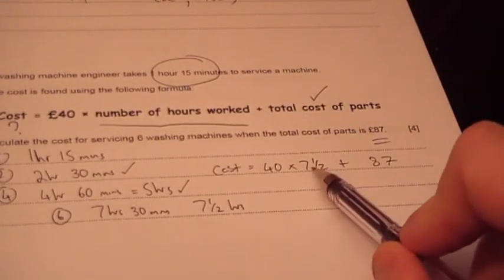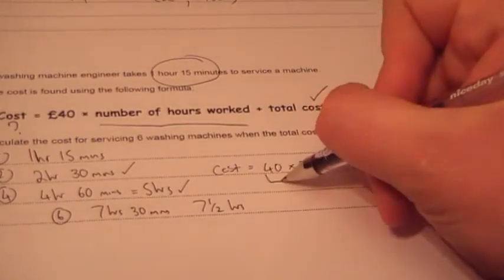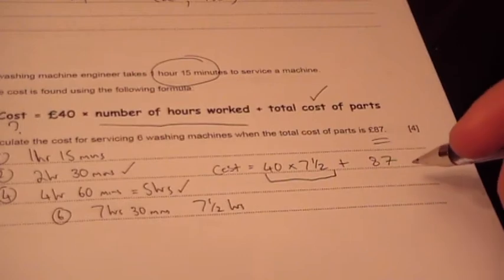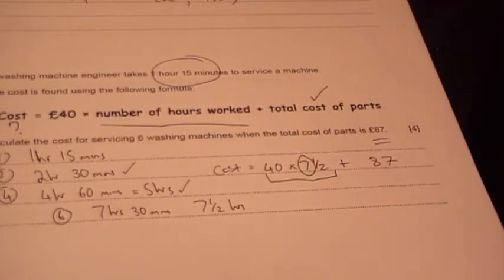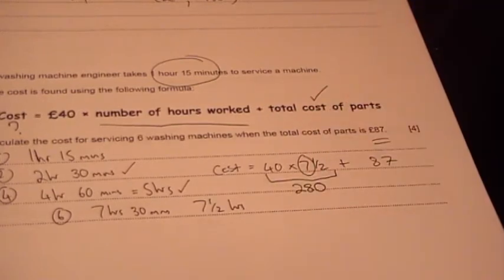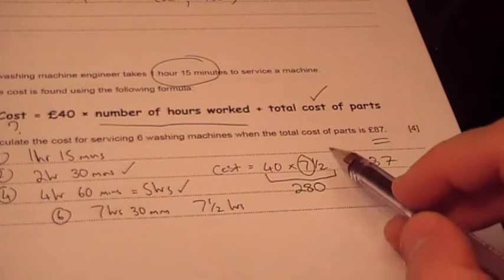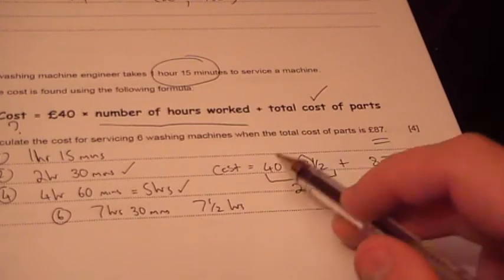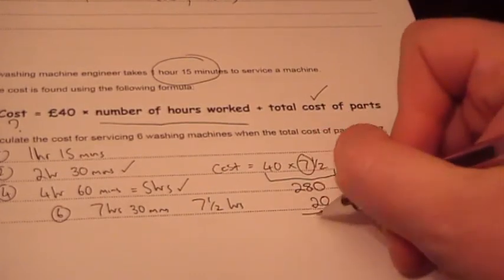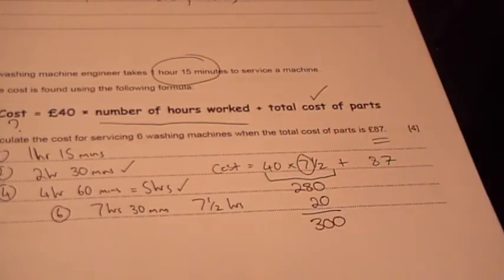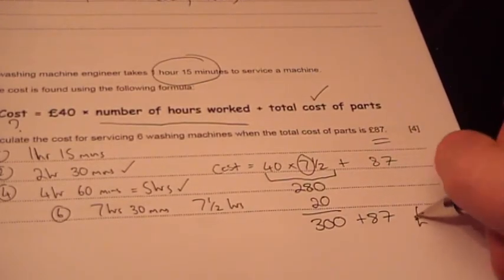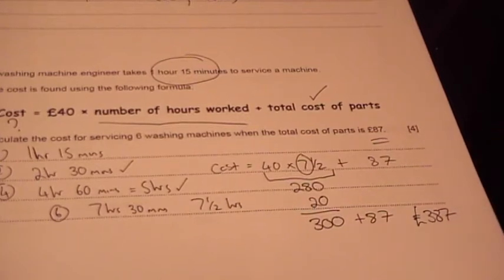Now something like this could look daunting, but if you are prepared to partition your number 7.5, it's actually quite straightforward. You know that the 7 hours, 7 40s would give you 280, and if you worked for an extra half an hour on top of that, half of 40 would just give you 20. So 40 times 7.5 will be £300. Add the £87 on for the cost of parts and you get £387.